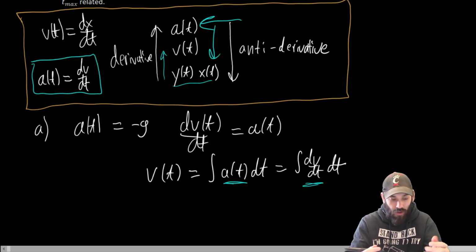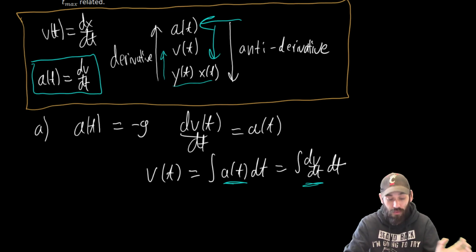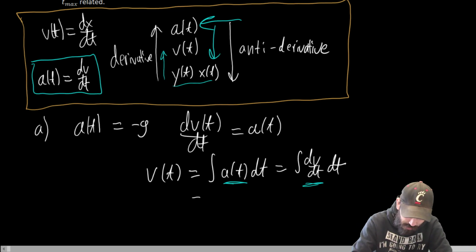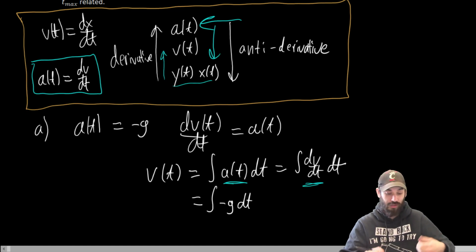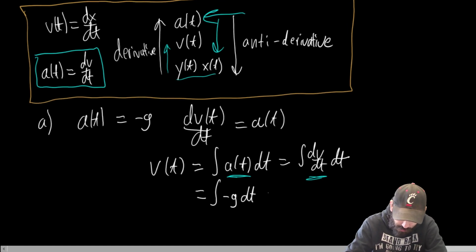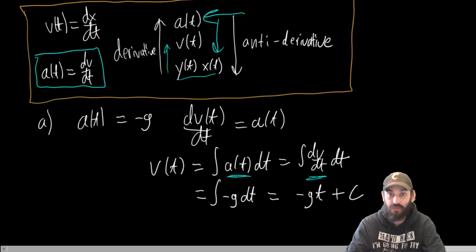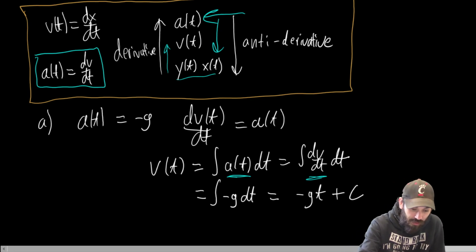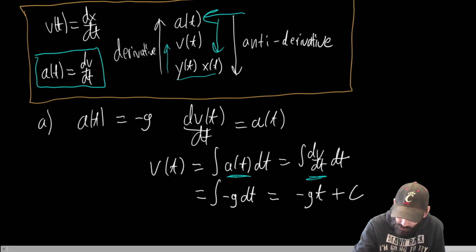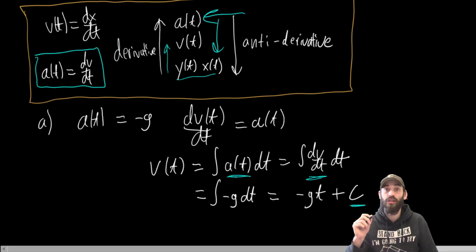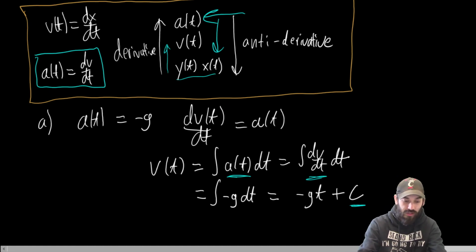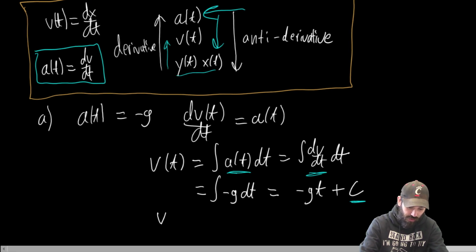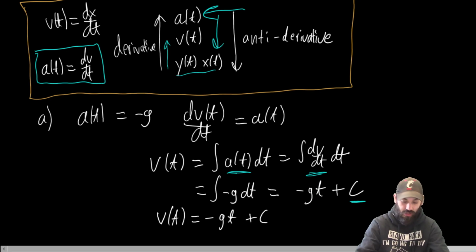Okay? So now all we need to do is evaluate this for the particular function that we have here. This says that this is going to be equal to the integral of minus g dt, right? Because our acceleration is just going to be minus g. This is going to give us minus g times t plus a constant of integration, right? So this is really important, and this is where people can tend to make a mistake. They'll forget the constant of integration, or they'll leave it out. So let's summarize what we have for now. This says that v of t is equal to minus g t plus c. Okay.